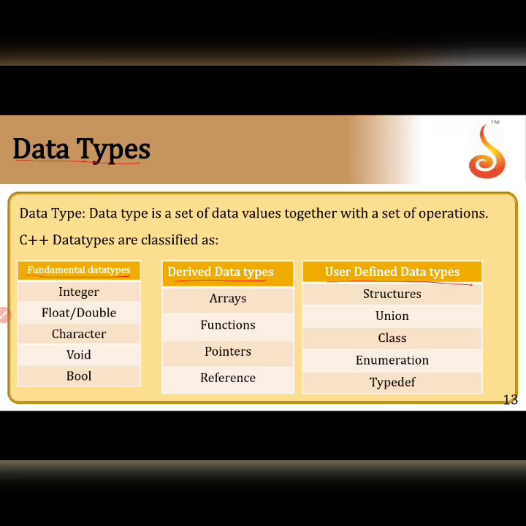In fundamental data types, I have integer, float or double, character, void, and bool. So what is an integer? An integer is a data type which does not have a fraction part, only the integral part. Then float and double are real numbers, wherein there is both the integral as well as the fraction part.